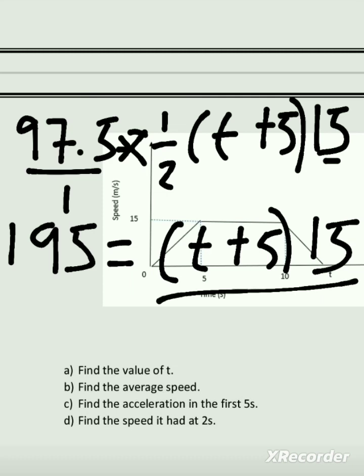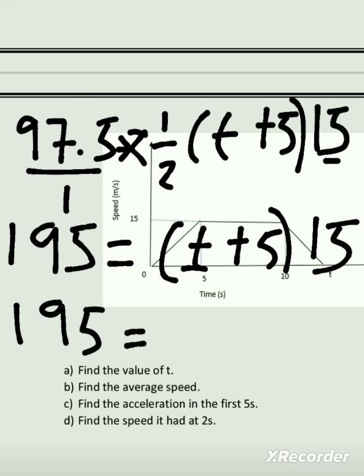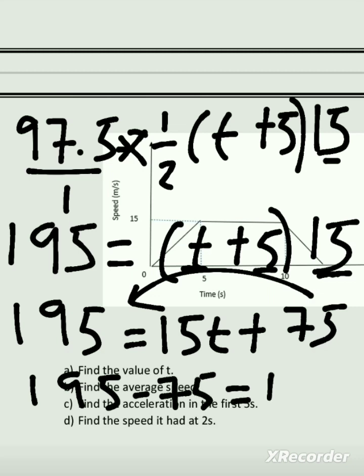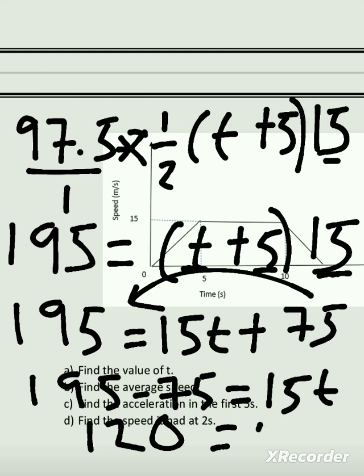We can divide both sides by 15, and that can be okay if 195 is divisible by 15. That is, if 15 goes into 195. Or we can expand here so that we have 195 equals 15 times t, 15t, plus 5 times 15. Okay, what is 5 times 15? It's 75. Then we can bring 75 this side, so it becomes 195 minus 75 equals 15t. So 195 minus 75, it's 120 equals 15t.